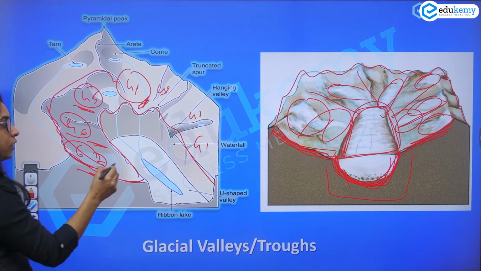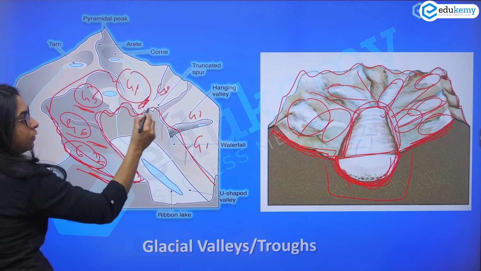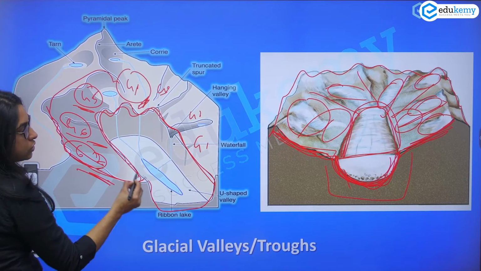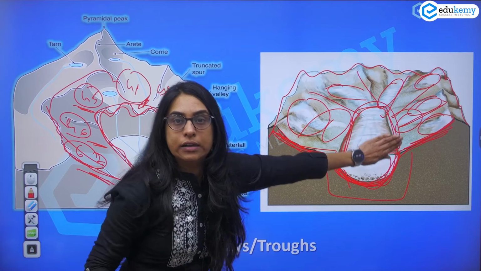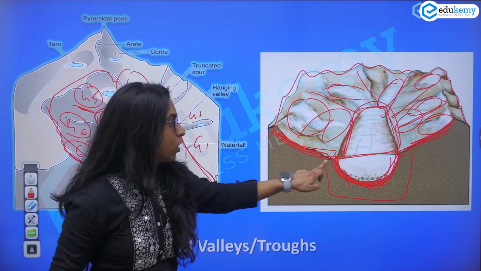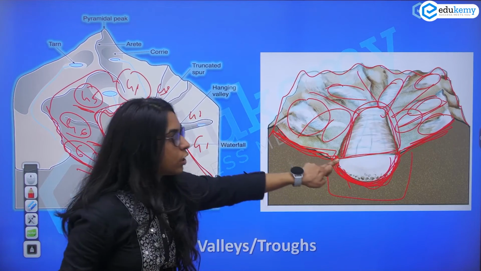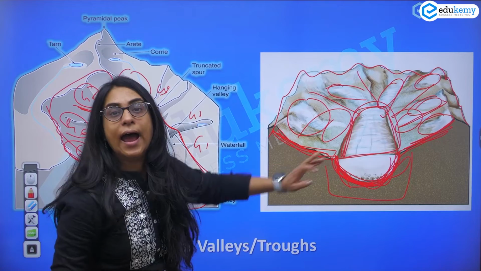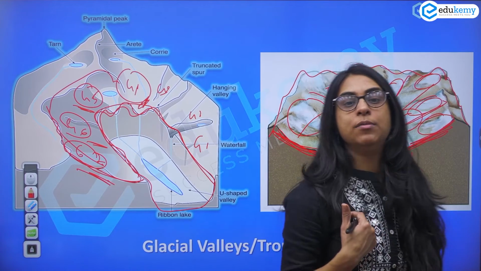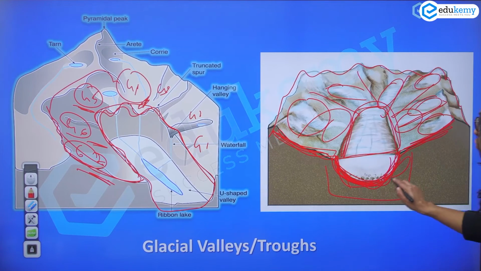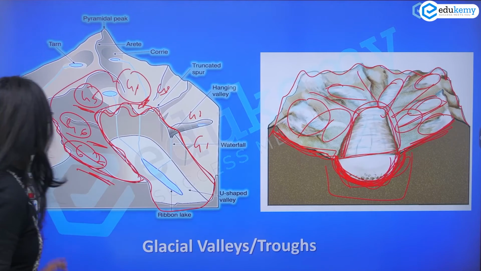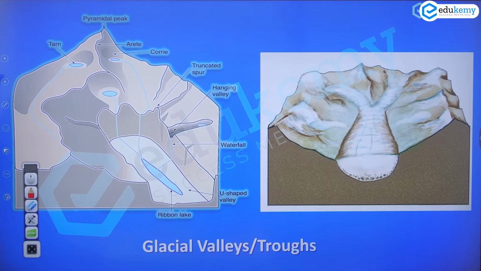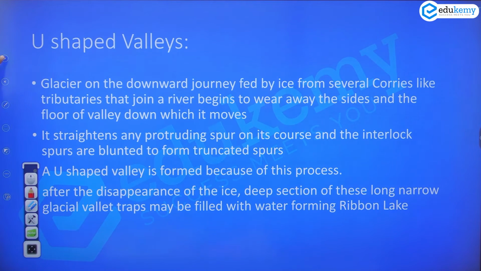Now, when all the glaciers combine together here, they will further erode the bedrock. The bedrock will be more eroded because of the weight, and you will get a U-shaped valley, which is called the U-shaped valley or the U-shaped trough. Now let's first understand how a U-shaped valley is formed.